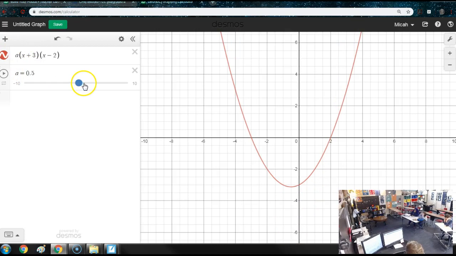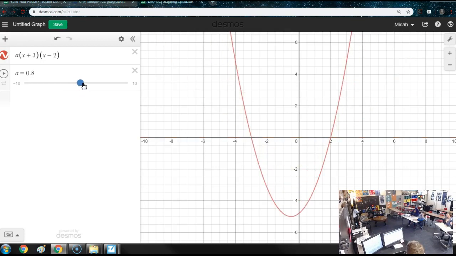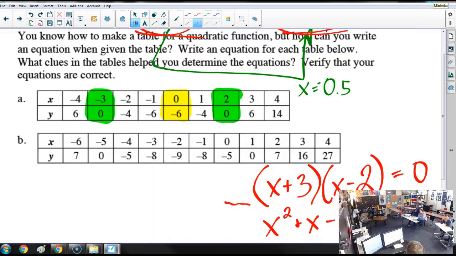When a equals 0, the whole thing equals 0. It is just 0. I like how it's a curve and then goes flat and then makes a frowny face again.